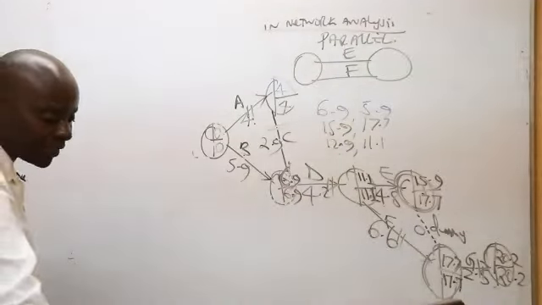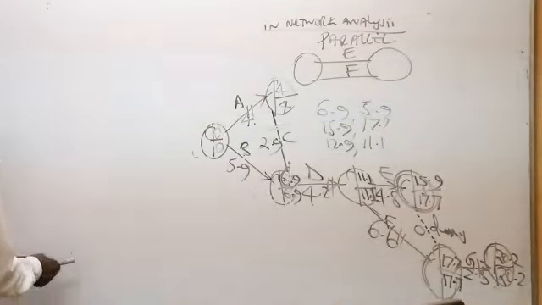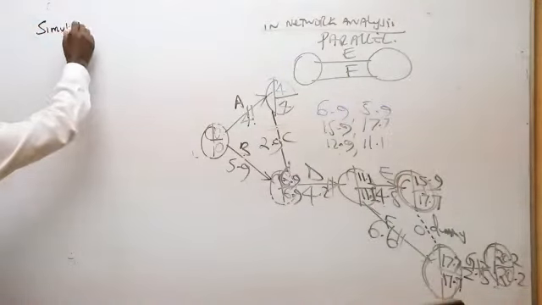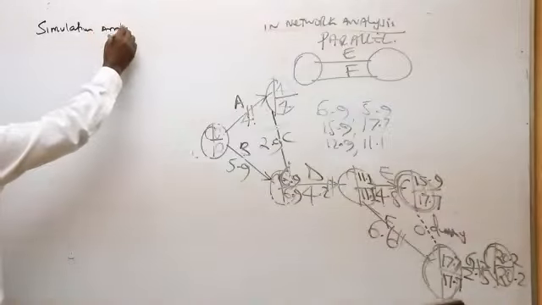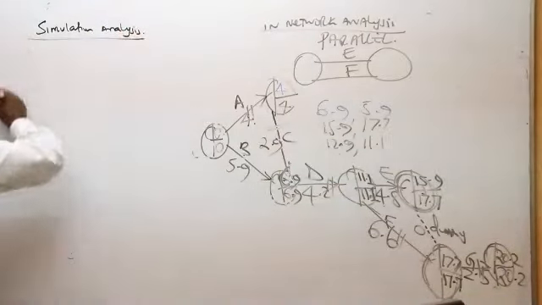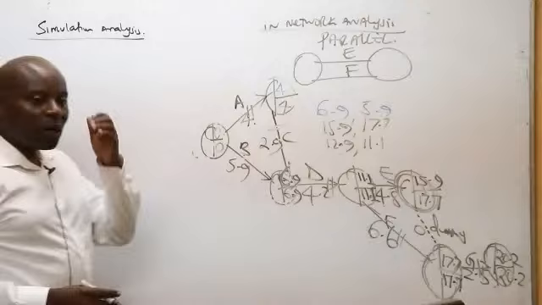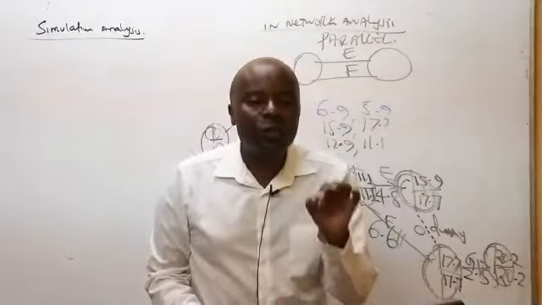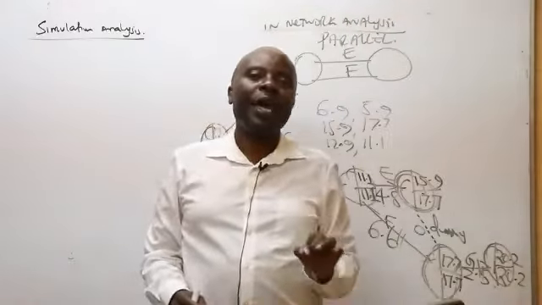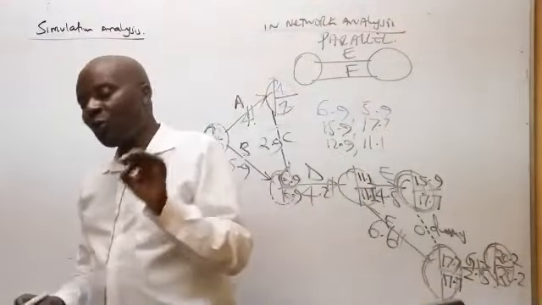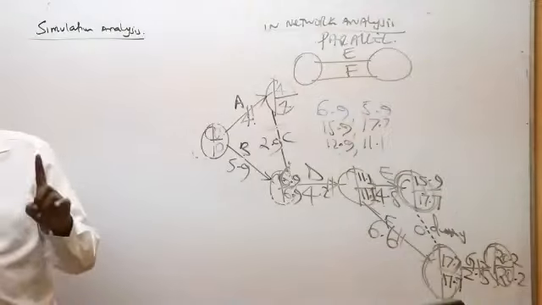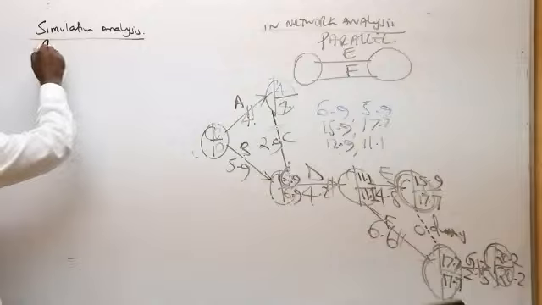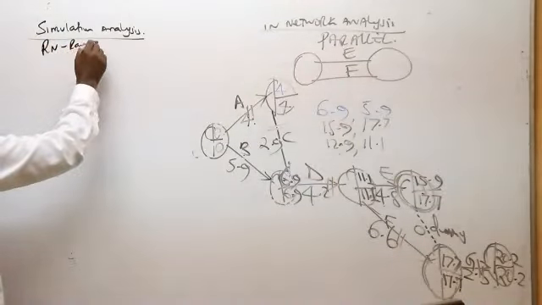For the students who have just joined us, there is a topic we did, which we called simulation analysis, where we said that simulation is all about imitating reality. To simulate is to imitate reality. And the most important thing that you're supposed to know about simulation is this: how do we assign random number ranges?